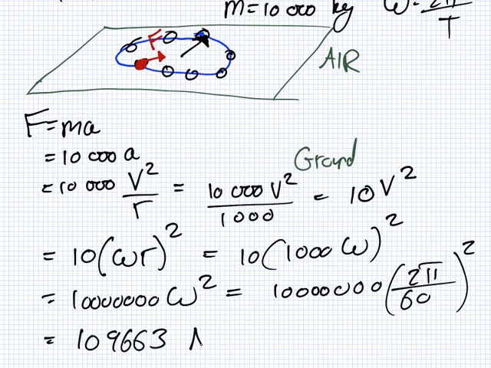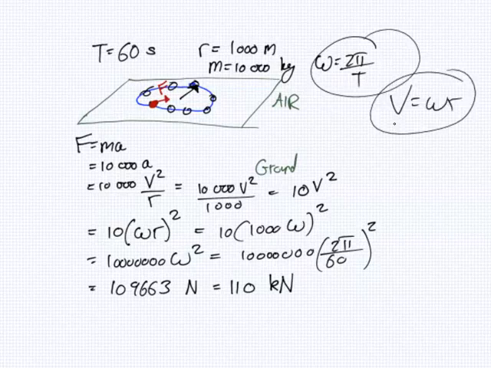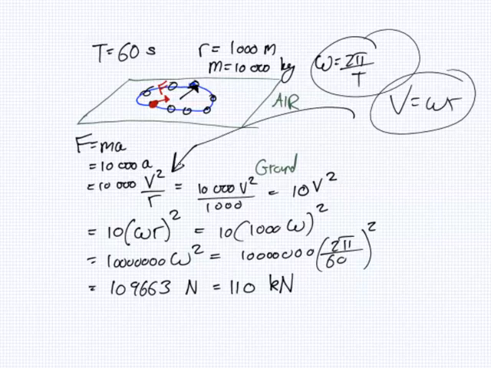109,663 newtons, or if you want, that's 110 kilonewtons. So that's how big the F is to keep this plane moving in a 1 kilometer circle. Now, I maybe made this a bit longer than I need to. If you wanted to, you could have calculated these things on the side and then put them directly in. Maybe I'll do it that way next time.